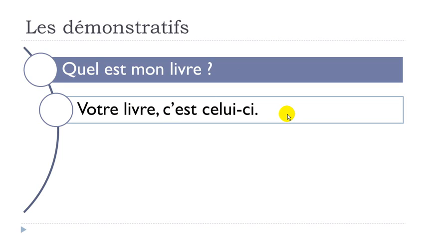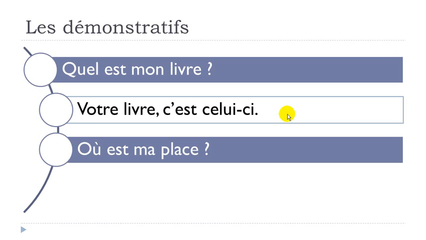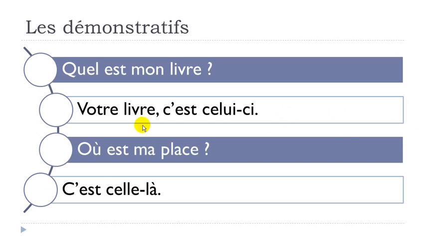All right, so let's see a few examples now. So if you ask a question, quel est mon livre? Okay, what is my book, or which one is my book? All right, and then the answer could be votre livre, your book, c'est celui-ci, this one. Okay, votre livre, c'est celui-ci. Okay, and then normally when you talk or when you say that, you tend to indicate that with your finger as well. So you point at the book. Où est ma place? Where is my seat? C'est celle-là. Okay, same thing, you tend to point at it at the same time. Okay, c'est celle-là.